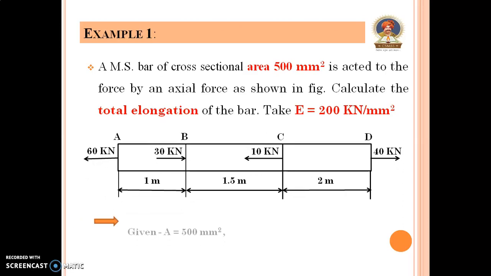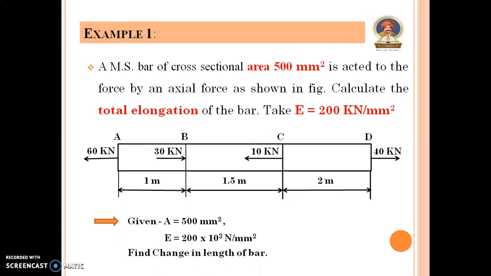Now given area A is equal to 500 mm square, and this Young's modulus 200 kN per mm square is converted into Newton per mm square, that is 200 into 10 raised to 3 Newton per mm square, and we find the change in length of the bar, that is the total elongation.